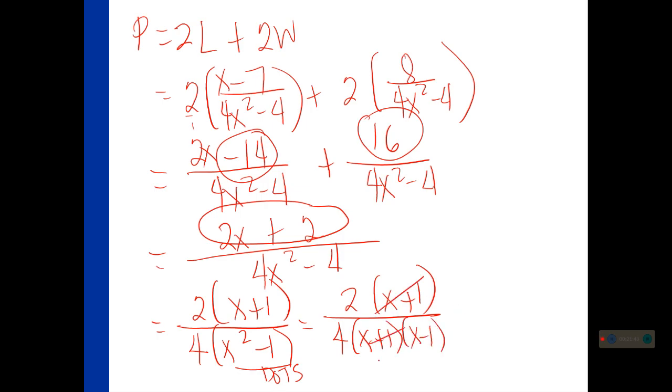So, cancel this out as a common factor. Cancel this out, as this will become 1 and this will become 2. Then, you will have 1 over 2 times x minus 1. Okay. Any questions so far?